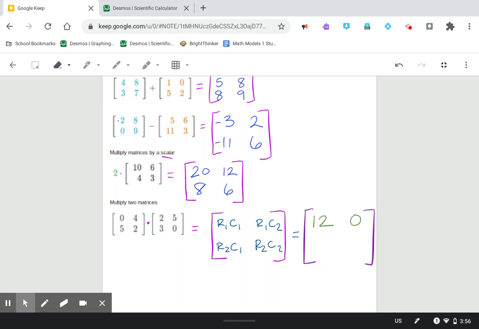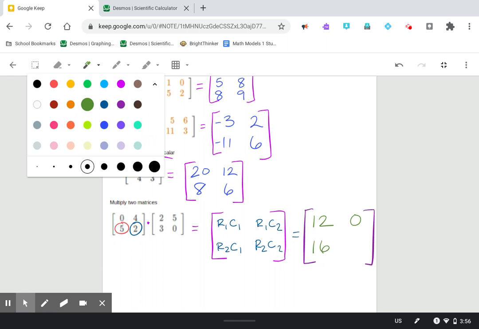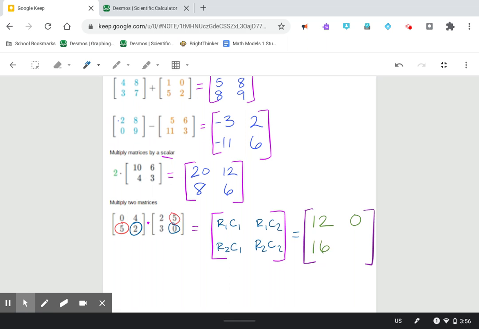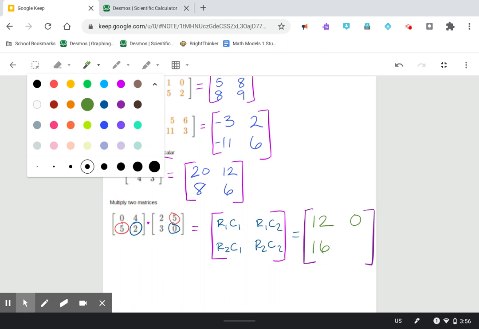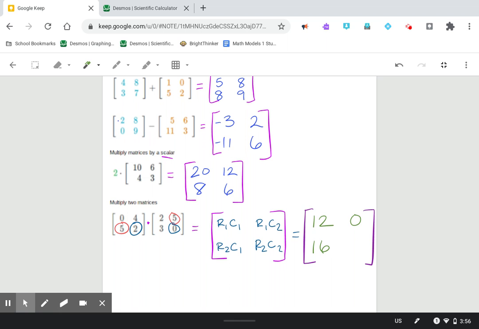All right, so let's go back here. Let's look at our other row. Row 2, column 1. That's those pairs of numbers. So then I'm going to do 5 times 2 is 10. 2 times 3 is 6. Together they make 16. I'm going to move my second column over so that it becomes the second column. And we'll do row 2 times column 2. 5 times 5 is 25. 2 times 0 is 0. So we get 25. And that would be the final result of that multiplication.